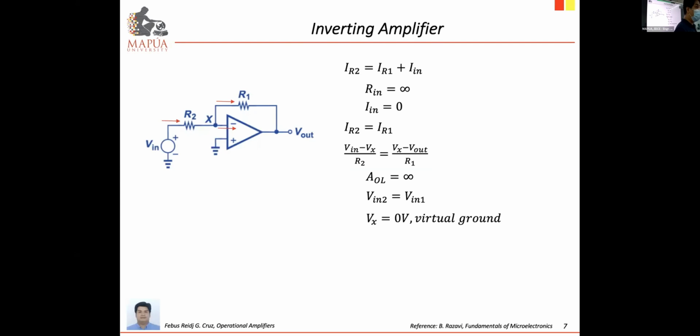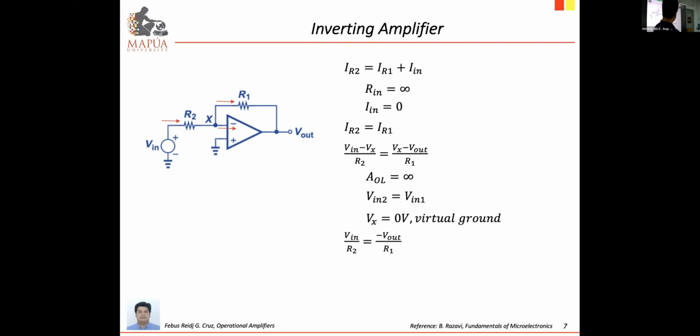Na-check nyo ba kanina sa lab? Yung kung totoo yung plus and minus? Almost the same. All right. Or you can do it also in LT Spice to double check whether really you have the same potential on the positive input and on the negative.